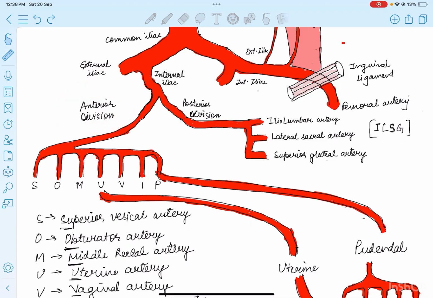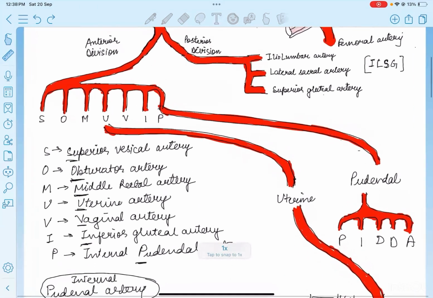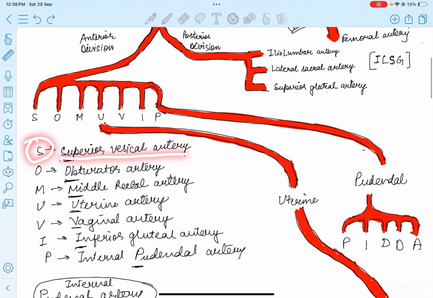The anterior division, as you can see, I have given a mnemonic for the branches to be remembered. The anterior division basically supplies the structures of the pelvis. The code is SOMU VIP. S stands for superior vesical artery. The superior vesical artery supplies the upper part of the bladder. See, there is vesical in the name of superior vesical artery, which means bladder, so it will supply the upper part of the bladder. O stands for obturator artery.